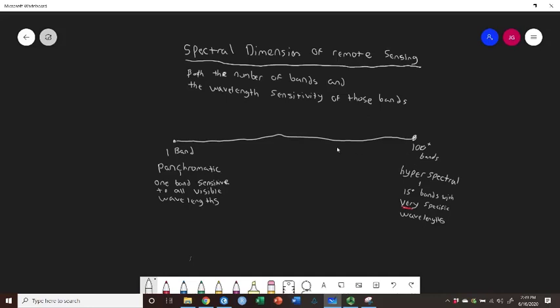Right, so we have panchromatic on one side, and we have hyperspectral on the other side. And somewhere in the middle, we have this range in the middle here. We have what's called multispectral. Multispectral is literally just what it sounds like, it's in the middle. It's 2 to 15 bands. Now, the key thing with multispectral here is that you can have broad or narrow band.